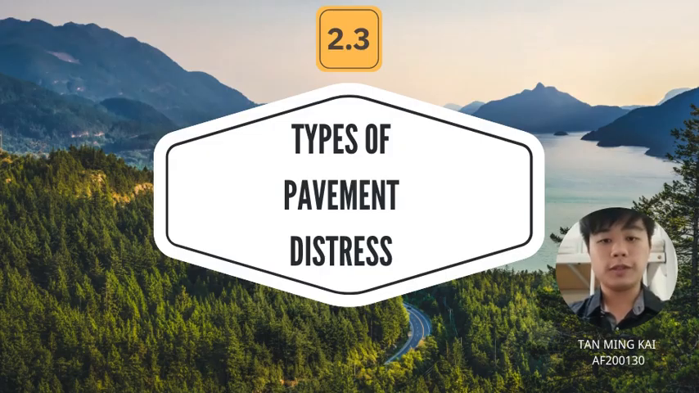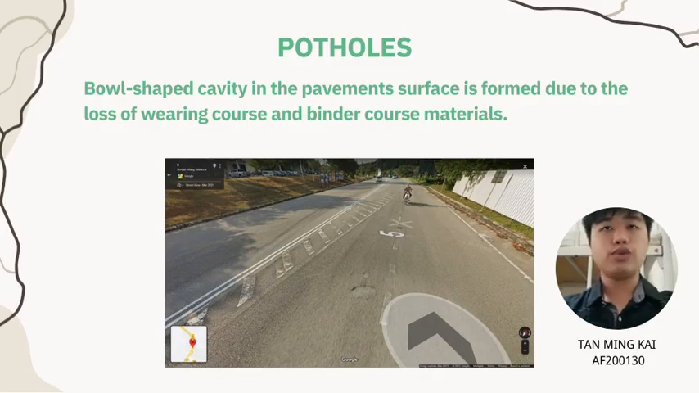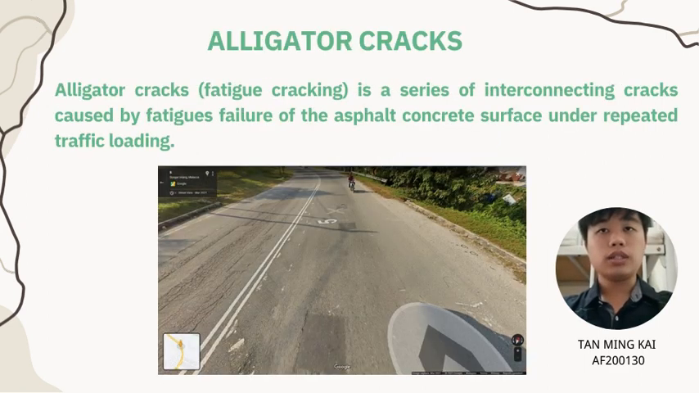pavement distress. The first type of distress is potholes. A pothole is a bowl-shaped cavity in the pavement surface, formed due to the loss of wearing course and binder course material. Next is alligator cracks. Alligator cracking, or fatigue cracking, is a series of interconnecting cracks caused by fatigue failure of the asphalt concrete surface under repeated traffic loading.